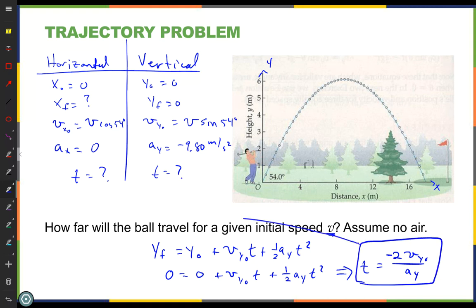Once I have the equation for the time, I go over to the horizontal and plug it into my range equation, which would be x final equals x initial plus vx initial t plus 1/2 ax t squared. And I solve to get an equation for x final as a function of v and the time. Okay, actually not in the time because the time I substitute.